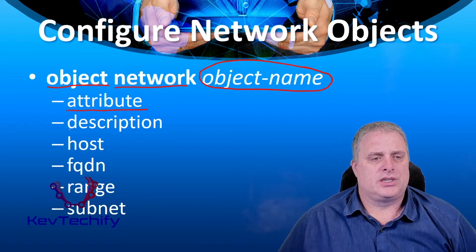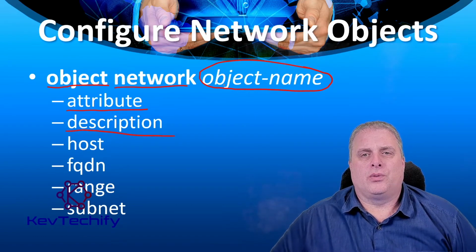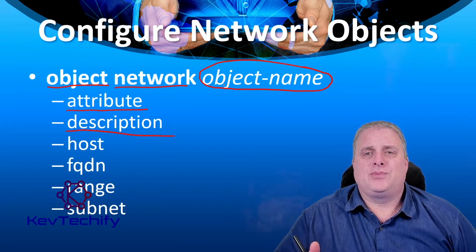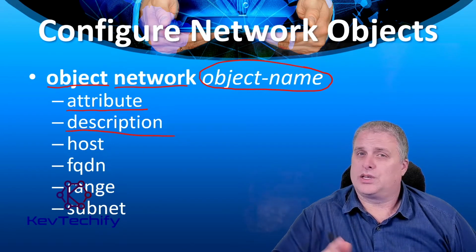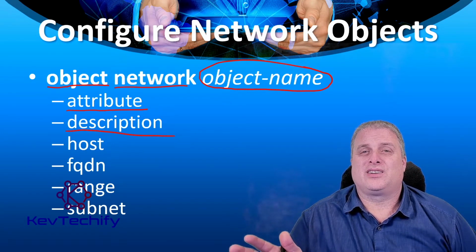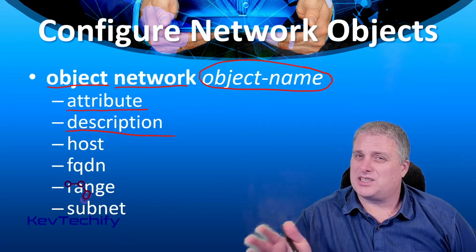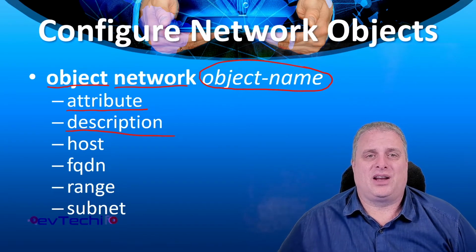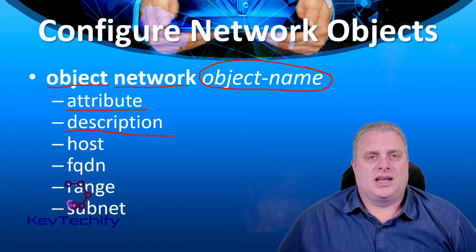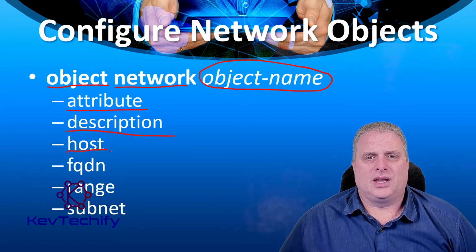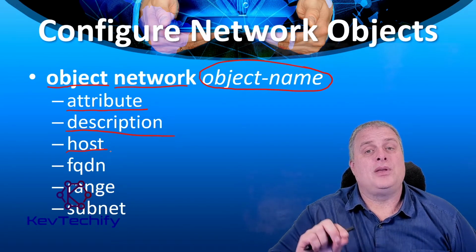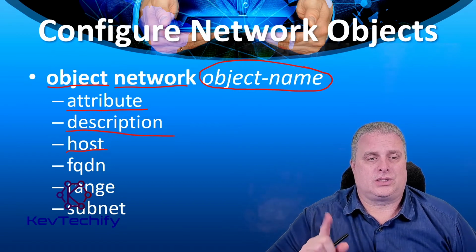Next one is description. What we do is we enter a description of the object up to 200 characters in length. So once again, remember you have a maximum of 200 characters. Most descriptions I see are somewhere between 50 to 75 characters. Then you can put in the host, and this is the IPv4 or IPv6 address of a single host.